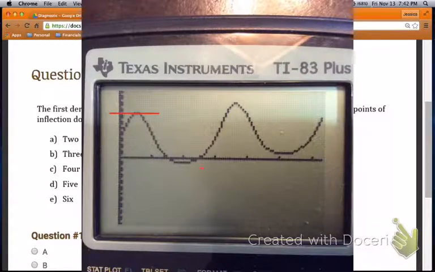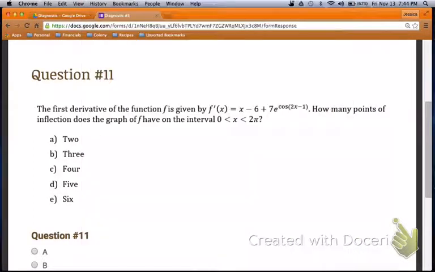So I see 1, oops, that's not a very good one, 2, 3, 4. I see 4 turning points on my graph, which means that on the original function there must be 4 points of inflection. So to answer this question, the answer would be 4. And again, the reason is that there are 4 turning points on the graph of the derivative.